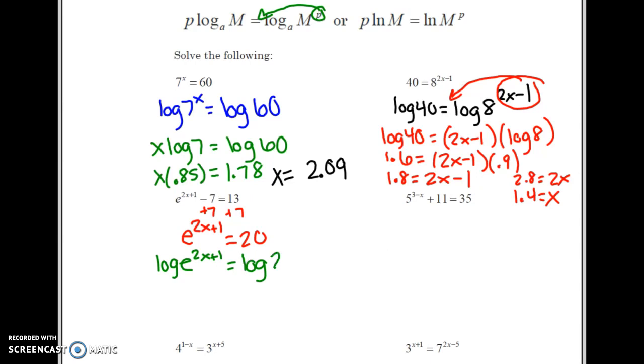Sorry about that. Log 20. Alright, now the exponent comes down. So (2x plus 1), I'm going to use parentheses because that's all together, log e needs to equal log 20. Alright, let's figure out what log e is.